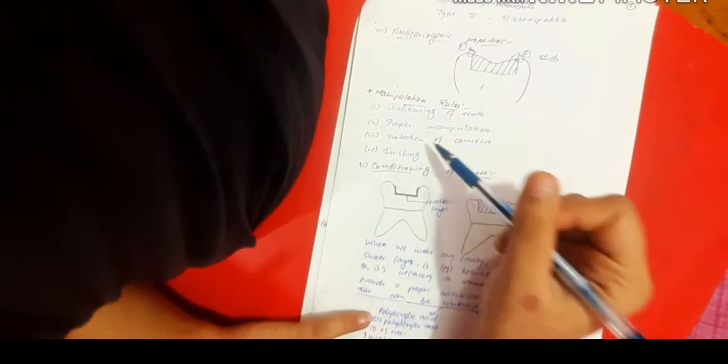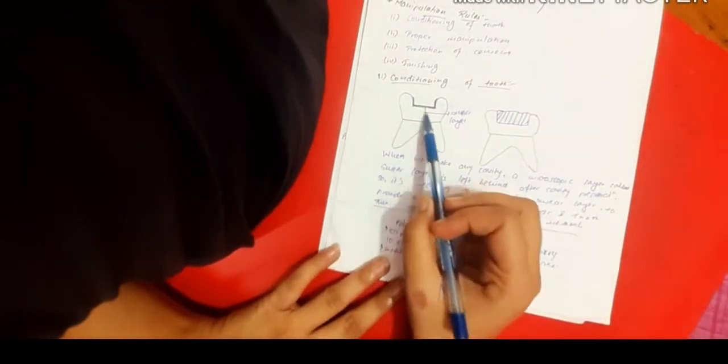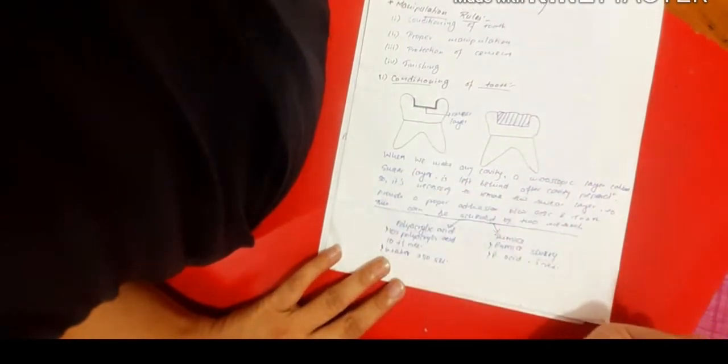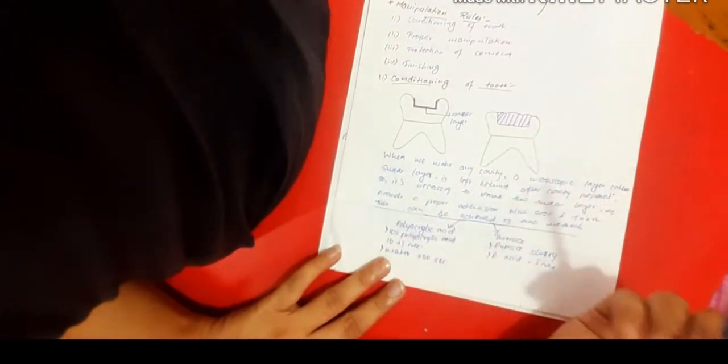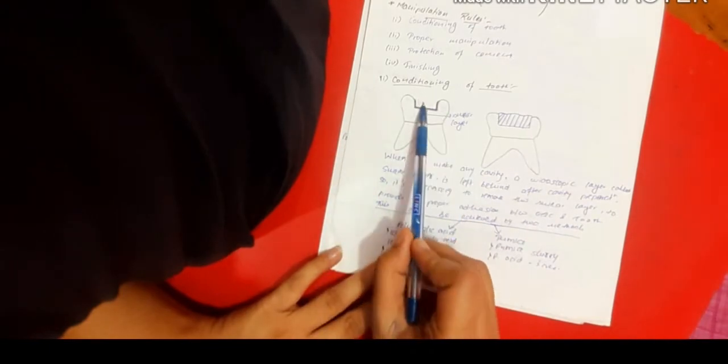The first manipulation rule is conditioning of tooth, the next is proper manipulation, and then the protection of cement, and then the finish. So for conditioning of tooth, this is the smear layer. We will get to know what is smear layer. When we make any cavity, a microscopic layer called a smear layer is always left behind after cavity preparation. So it's necessary to remove this smear layer to provide proper adhesion between the GIC and the tooth.